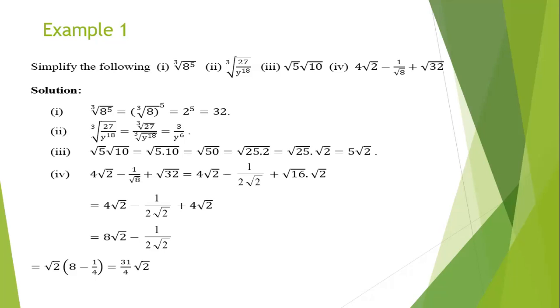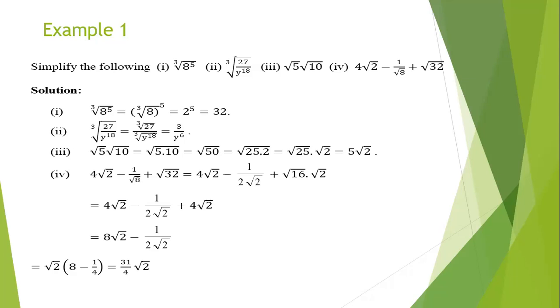The third example, we have square root of 5 times square root of 10. Since they are both square roots, look at property 1. We are going to have square root of 5 times 10, which is square root of 50. Then we can still simplify square root of 50 further. Then we are going to have 5 root 2. That is the solution to example 3.